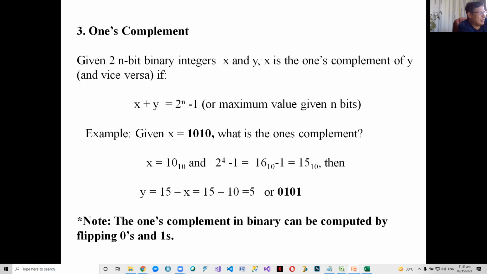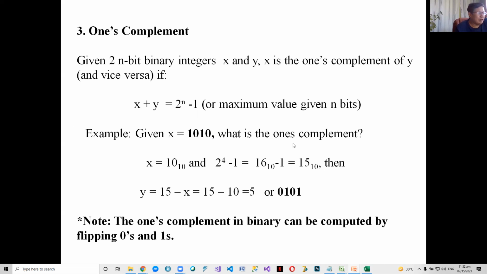When you say one's complement, given n-bit integers, two integers x and y are one's complements if x plus y is 2 to the n minus 1. Do you follow? They sum to the same.